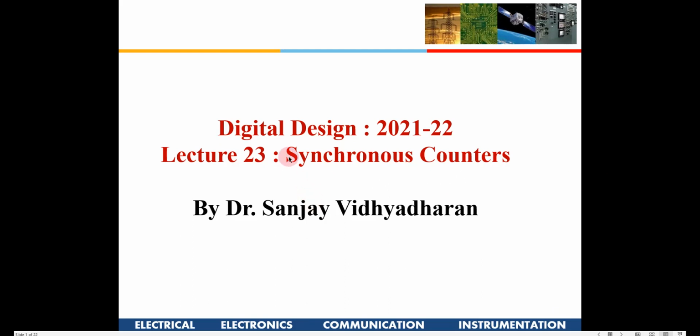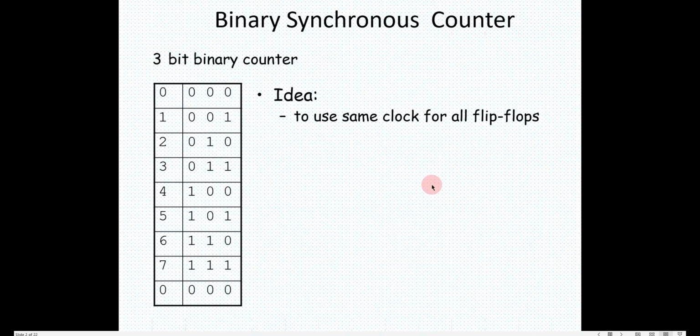So today, in the last class, we learnt about registers. Today, we are going to learn about synchronous counters. The name synchronous means all the flip-flops are going to be clocked by the same source, like we are going to use the same clock for all the flip-flops. Now let's take an example and try to understand how this works.